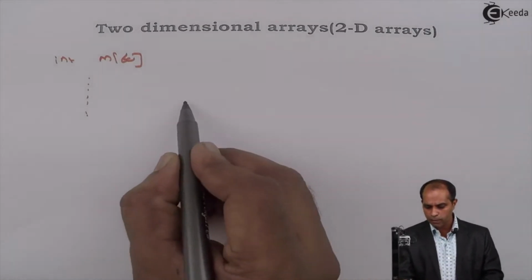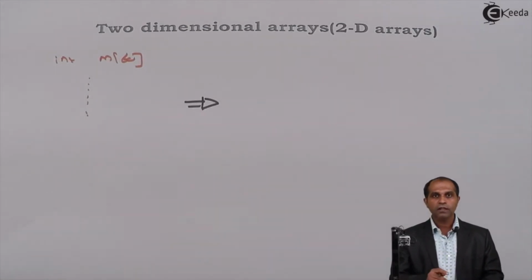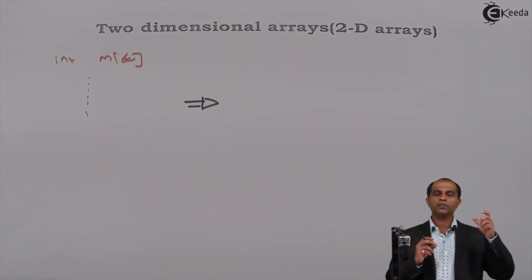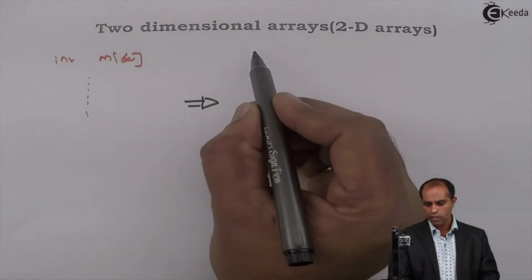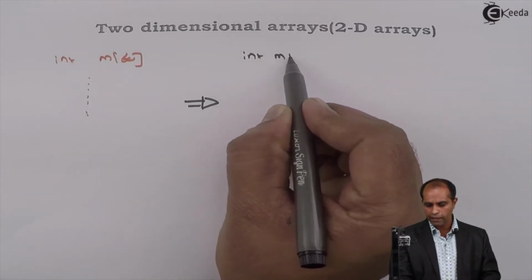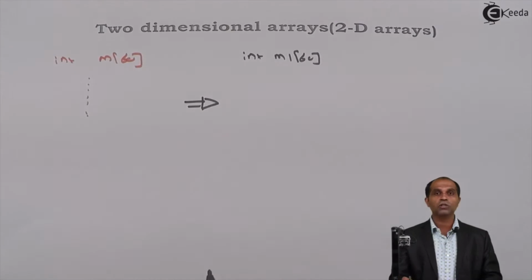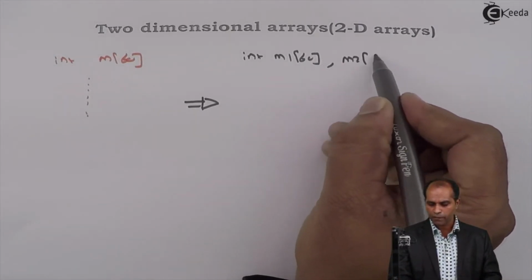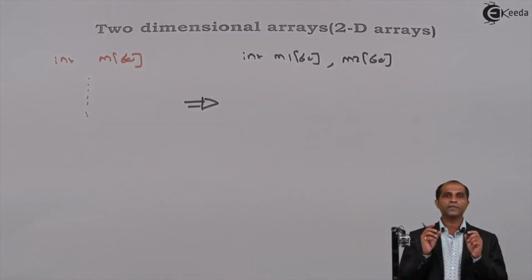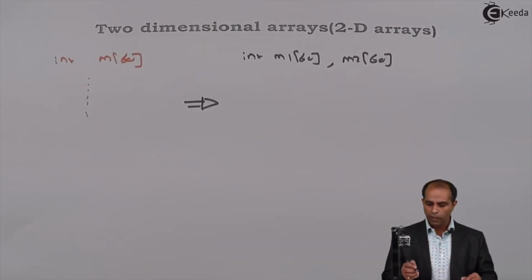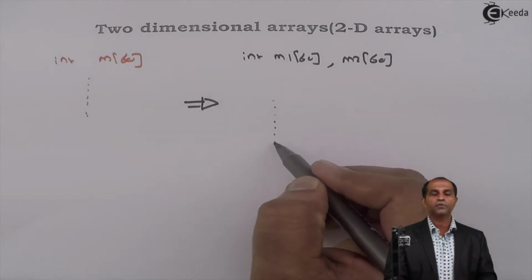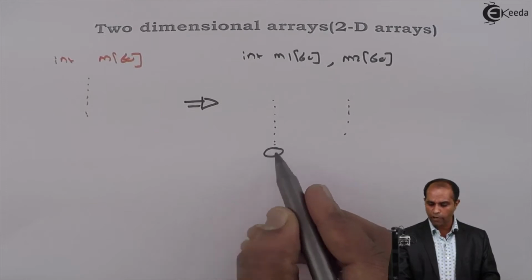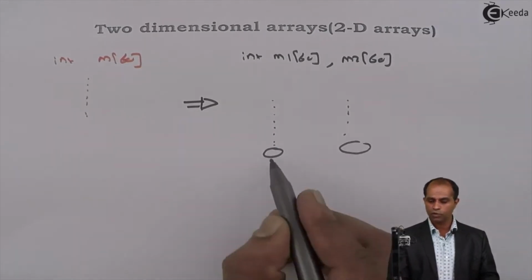What if this concept needs to be extended to say 2 classes now? Assume that I have 2 classes, each of 60 strength. In that case, I can declare int m1 of 60 to store the marks of the first set of 60 students, and m2 of 60 to store the second set of 60 students of the second class. Now again, I can use some logical instructions for m1, some for m2, find the largest among m1, find the largest among m2, and display this.